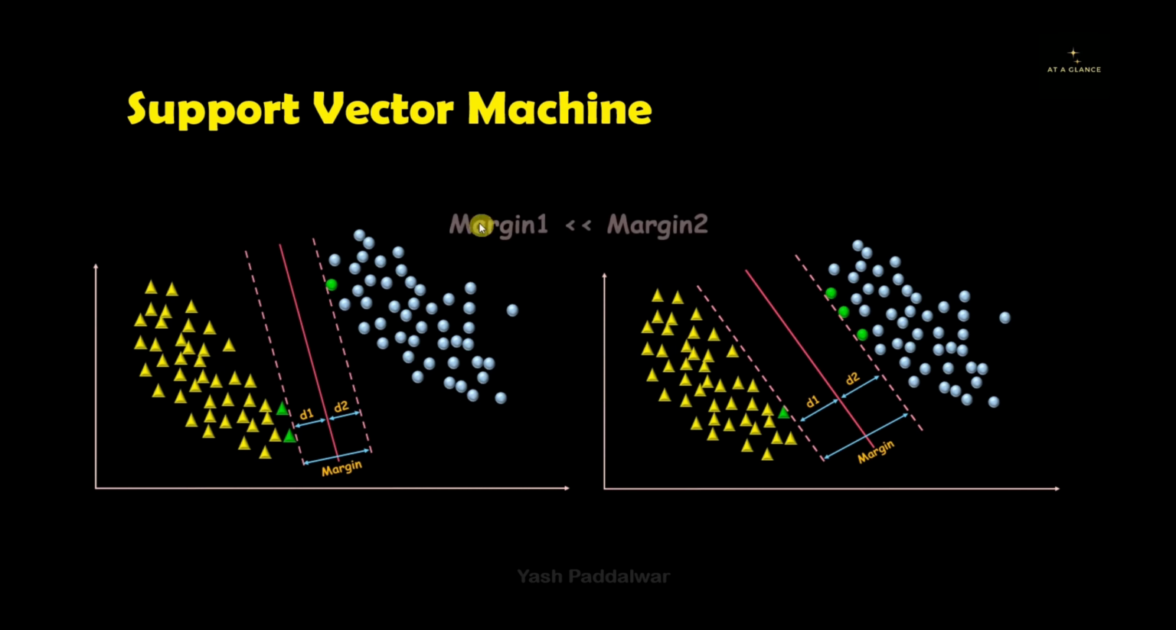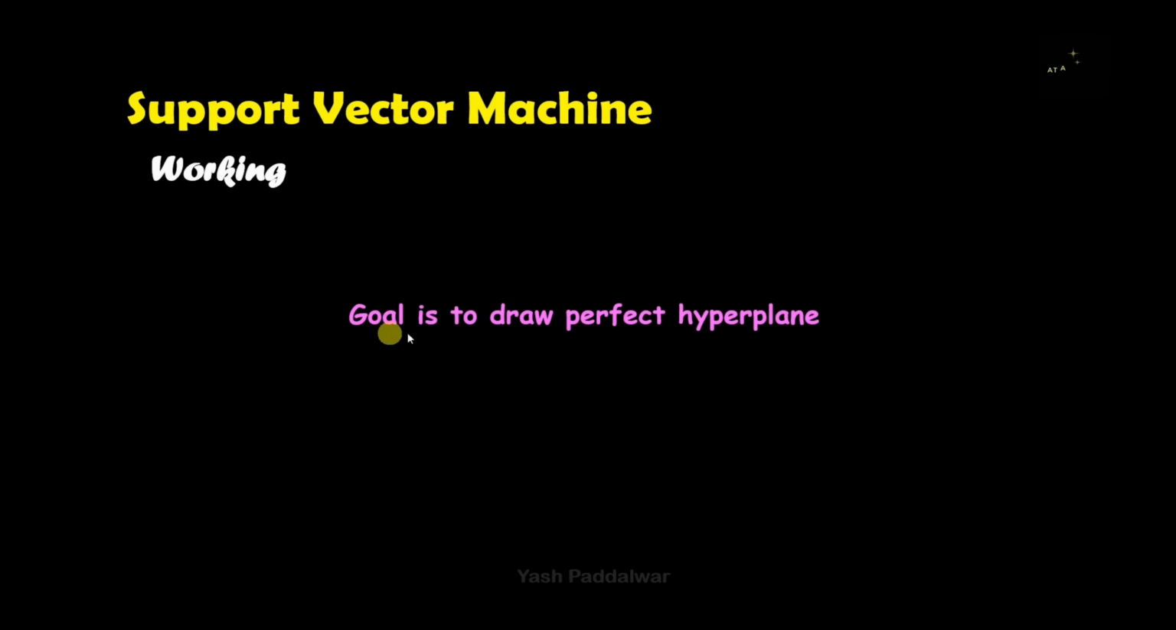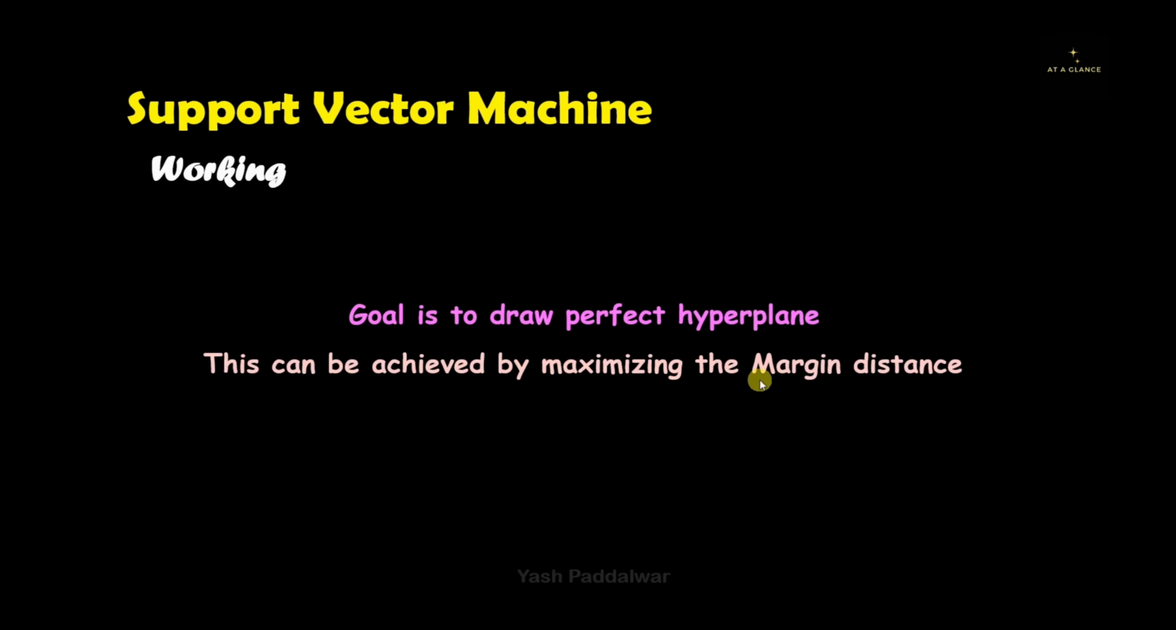If we compare these two, we can clearly see that the margin distance in the first case is very much smaller than the margin distance in the second case. And this we got by just adjusting the parameters W transpose as well as the bias term. Now the goal was to draw a perfect hyperplane, and in support vector machine this can be achieved by maximizing the margin distance. If you remember, in the comparison we saw margin 1 was very much less than margin 2. So the model created in the second case, where the margin was more, will be the best and will give the best result.